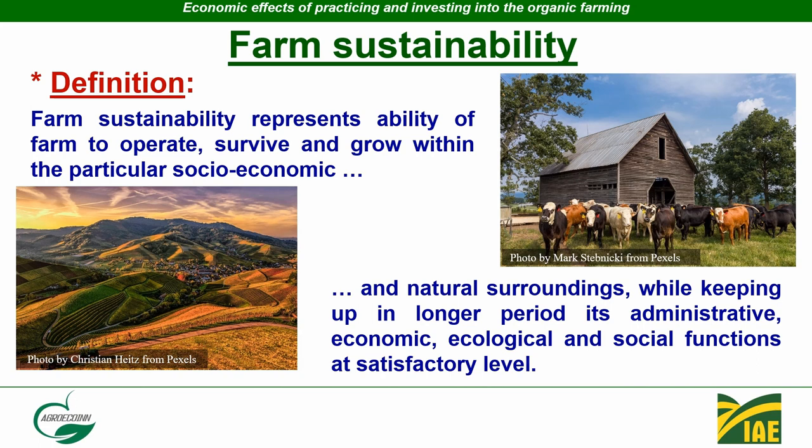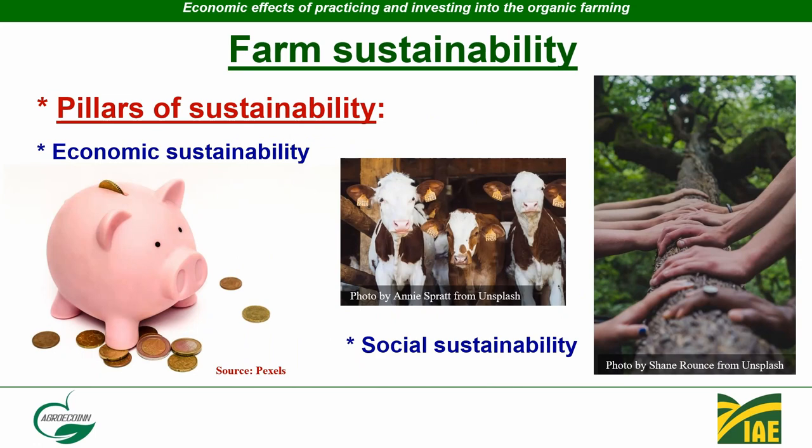Farm sustainability is defined as the ability of a farm to operate, survive, and grow within the particular socio-economic and natural surroundings, while keeping up in the longer period its administrative, economic, ecological, and social functions at a satisfactory level. At farm level, besides all general pillars of sustainability, one more is usually included.